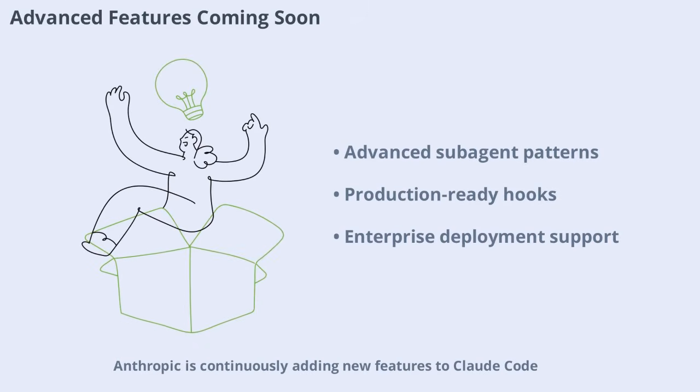Anthropic is continuously adding new features to Claude Code. Upcoming updates will include advanced subagent patterns, production-ready hook configurations, MCP server integrations for external tools, team collaboration strategies, and enterprise deployment patterns. These enhancements will make Auto Mode even more powerful and flexible, helping developers automate more of their workflows while maintaining security and control.